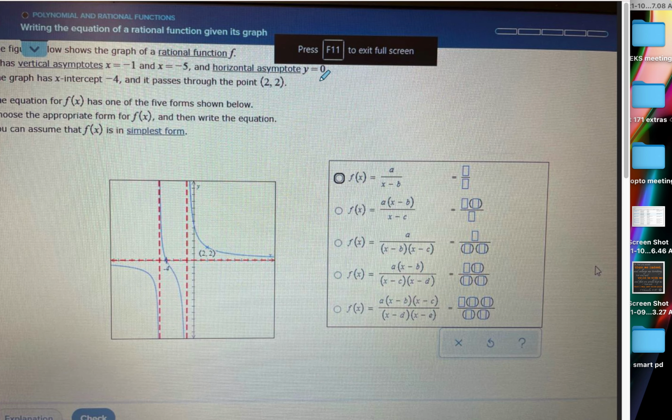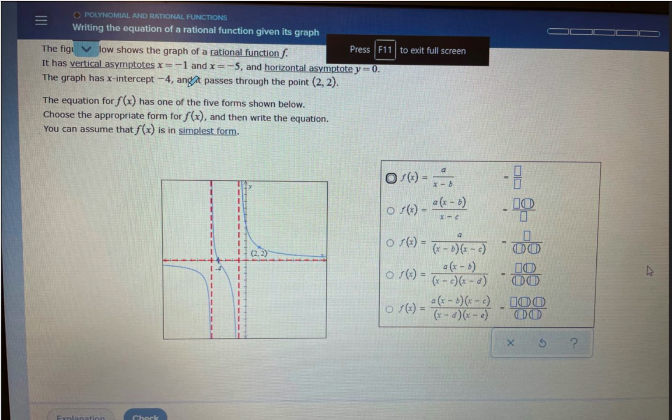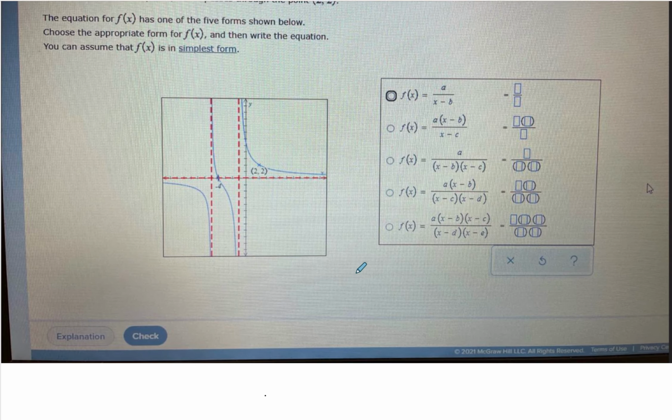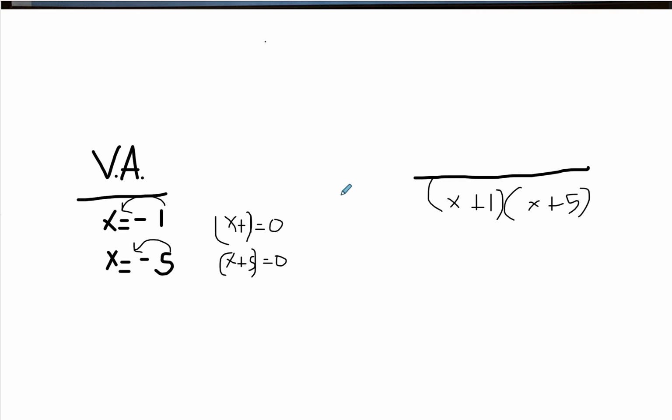So our horizontal asymptote at y equals 0 is important, but I'm going to leave that to the side right now because I don't know if I have just a number like 1 on the top or if I have something like x minus another number on the top. But this next sentence tells me that my graph has an x-intercept at -4, and that's important. The x-intercept is at -4. So that tells me exactly what my top has to be.